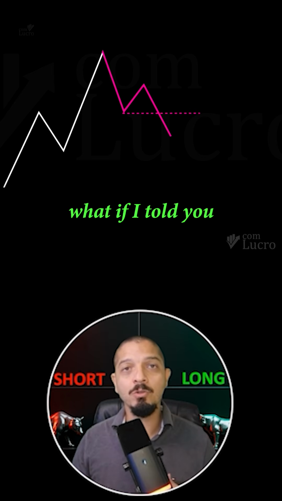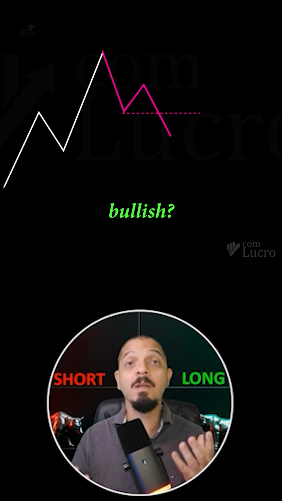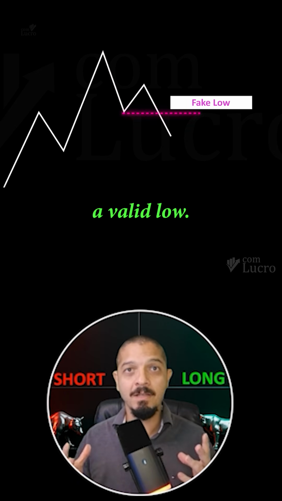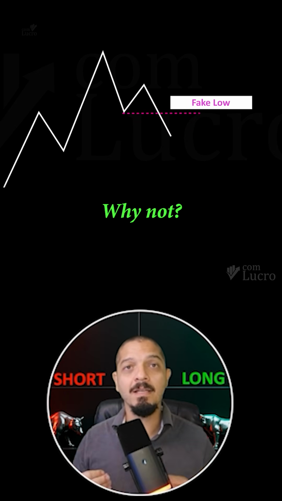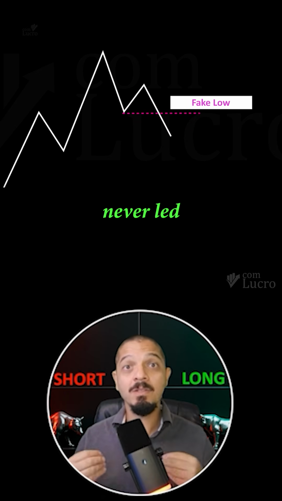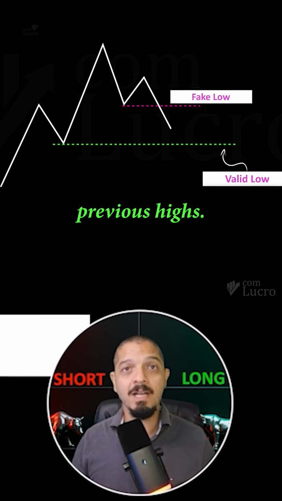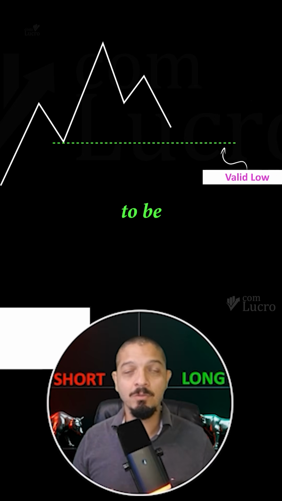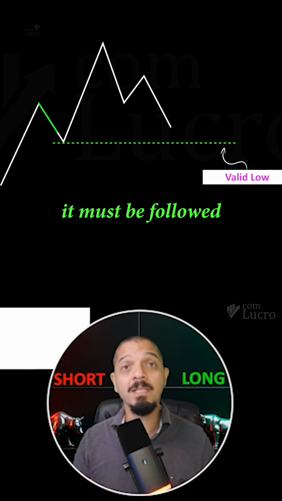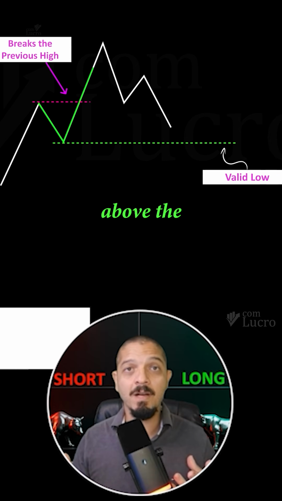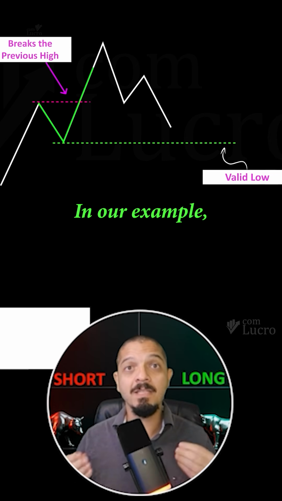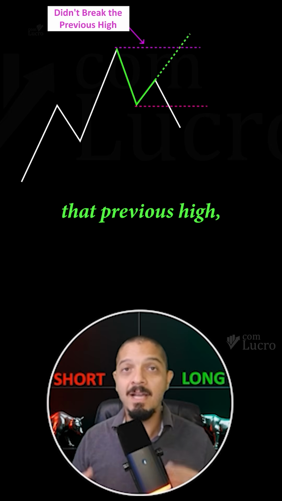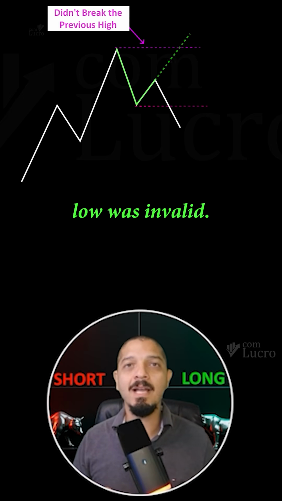But what if I told you this chart is still technically bullish? Yes, the price did break a low, but it wasn't a valid low. Why not? Because that low never led to a break of the previous highs. Let me make this absolutely clear. For a low to be considered valid, it must be followed by a breakout above the previous high. In our example, the price never actually broke that previous high, which means that low wasn't valid.